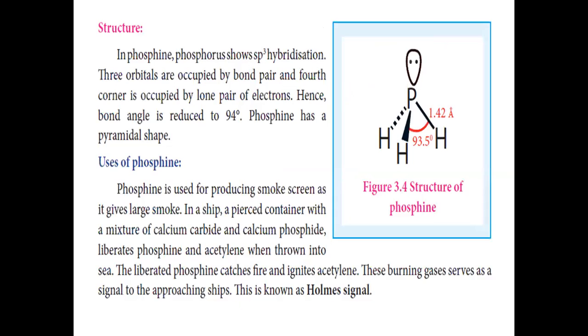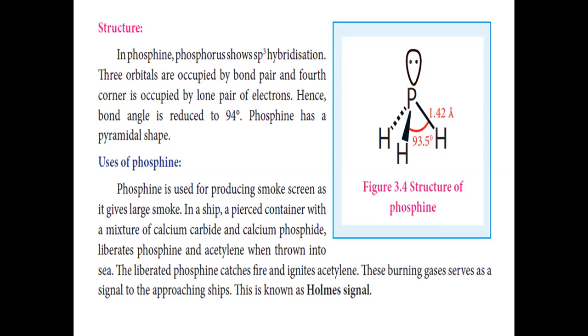Next one is structure of phosphine. In phosphine, the phosphorus shows sp3 hybridization. Three orbitals are occupied by bond pairs, and the fourth corner is occupied by the lone pair of electrons. So we get a trigonal pyramidal shape. Because of this lone pair of electrons, the angle is reduced to 94 degrees. Next one is uses of phosphine.